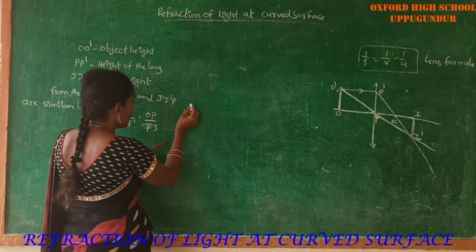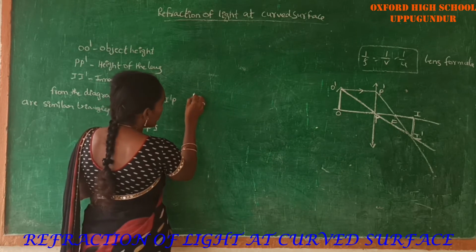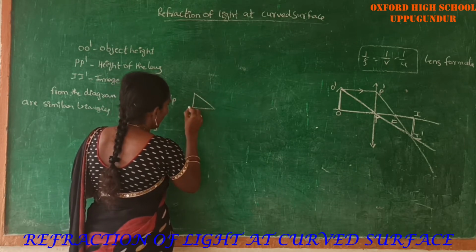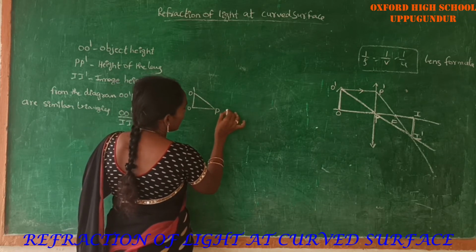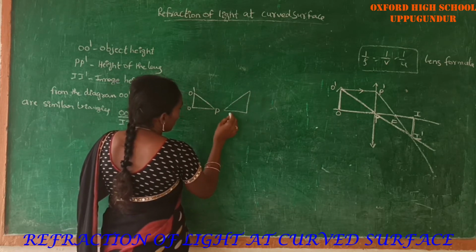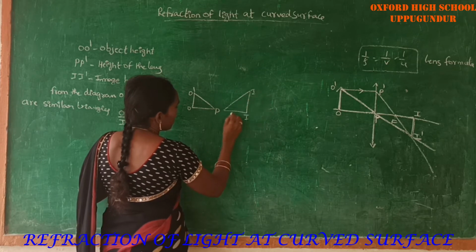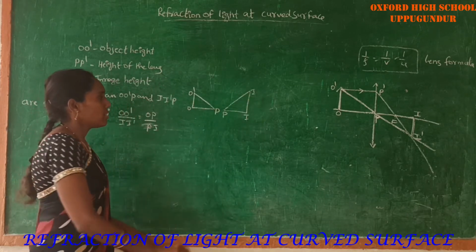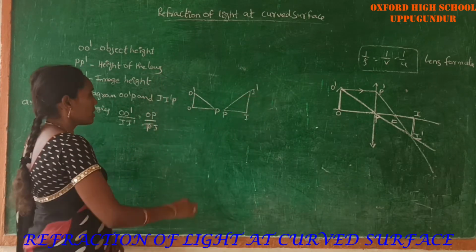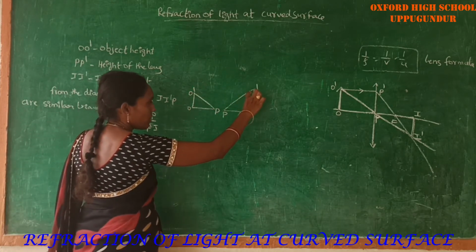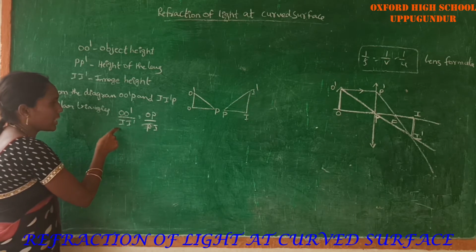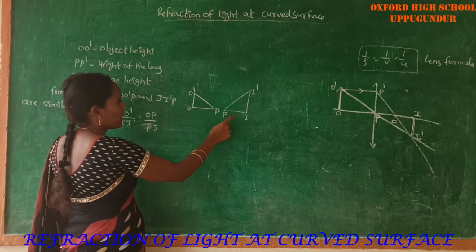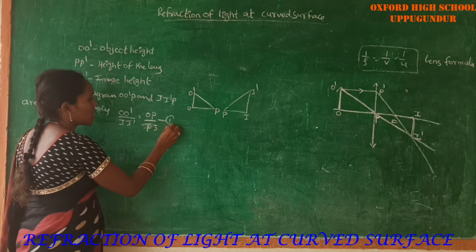Now here, look at the board. Here O dash P and next I dash P. These two are similar triangles. Here the sides of this one are proportional to the sides of this one. That's why O dash by I dash is equal to OP by PI. This is equation number 1.